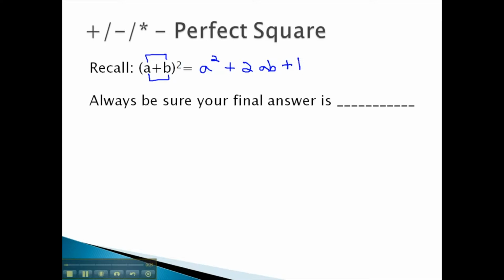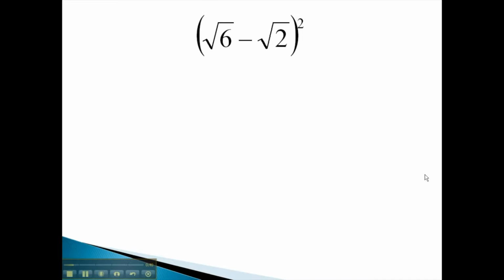And then finally, we square the last term. It is important to note we don't simply square both terms, but we also have the important middle term, twice the product. We also must always be sure our final answer, as always, is reduced. Let's take a look at some problems where we square with radical expressions.